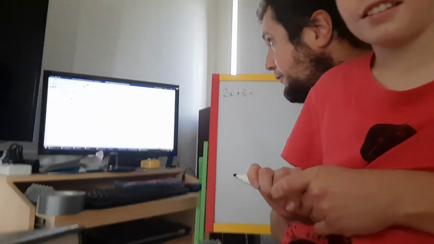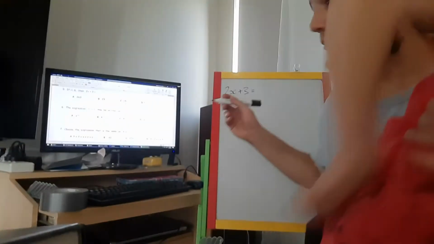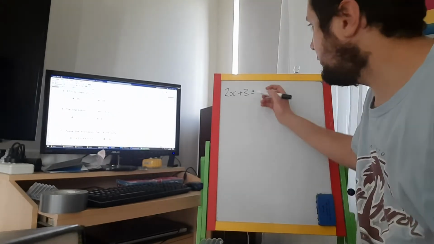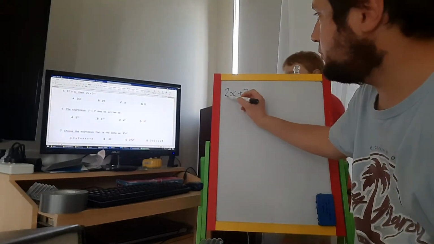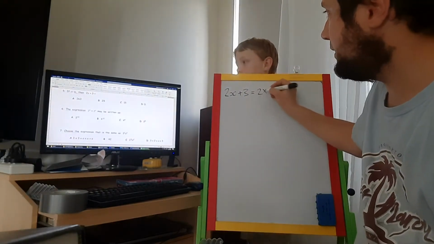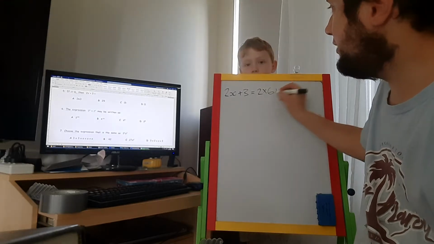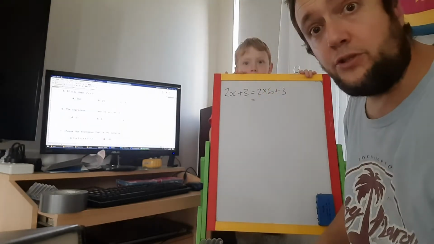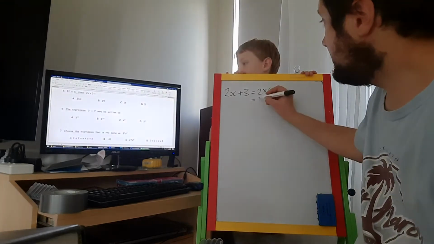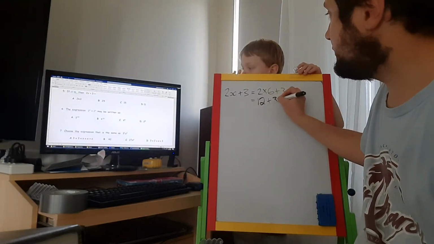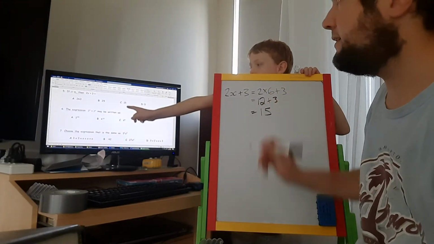Right, question 5, 2x plus 3, where x is 6. Now we have to remember, there's no symbol between 2 and x, so it means multiply. So it means 2 times 6 plus 3. We do multiplication first. 12 plus 3, it is 15. It is C.